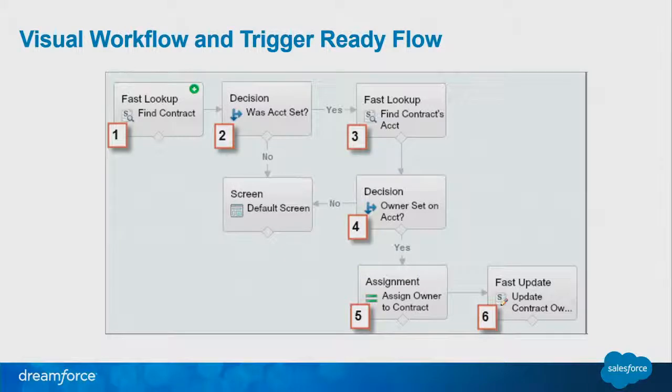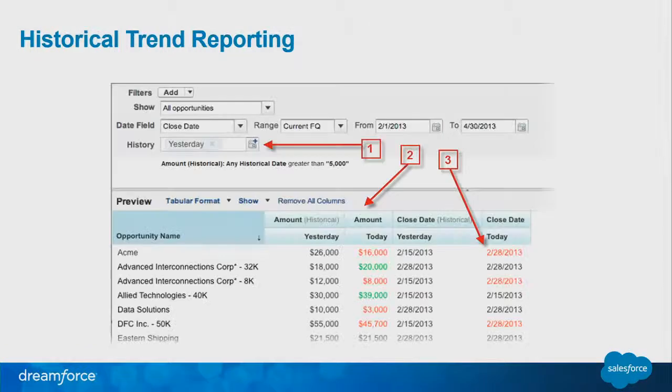So in addition to everything that we always use, validation rules, workflow rules, assignment rules, escalation rules, you can use visual workflows to script out your processes and create and update records. And trigger-ready flows will fire them off automatically from a workflow. We can use historical trend reporting to quickly and easily see changes in the pipeline over time.